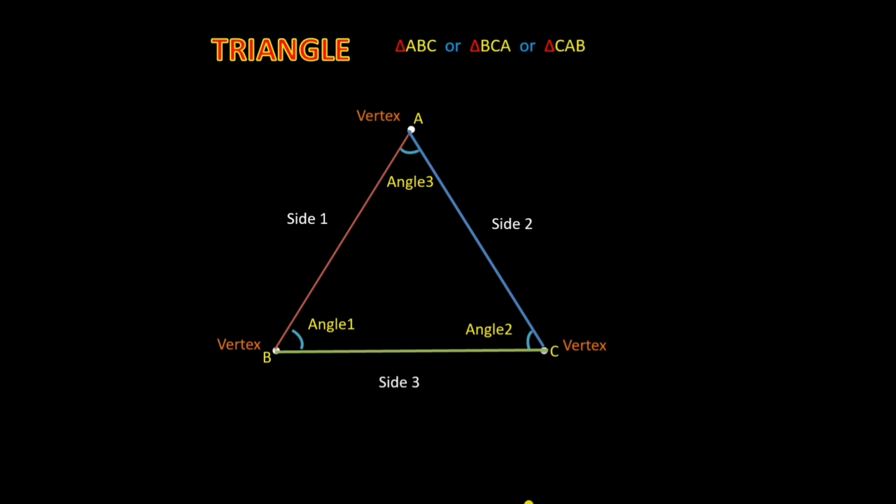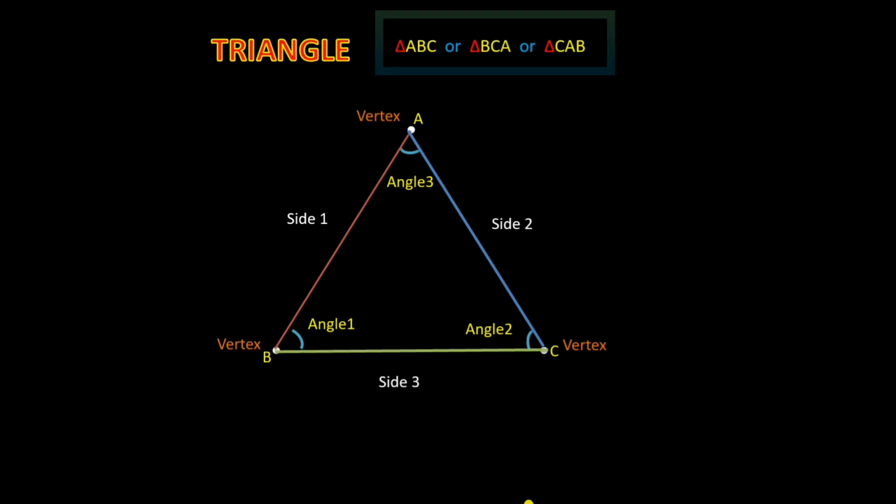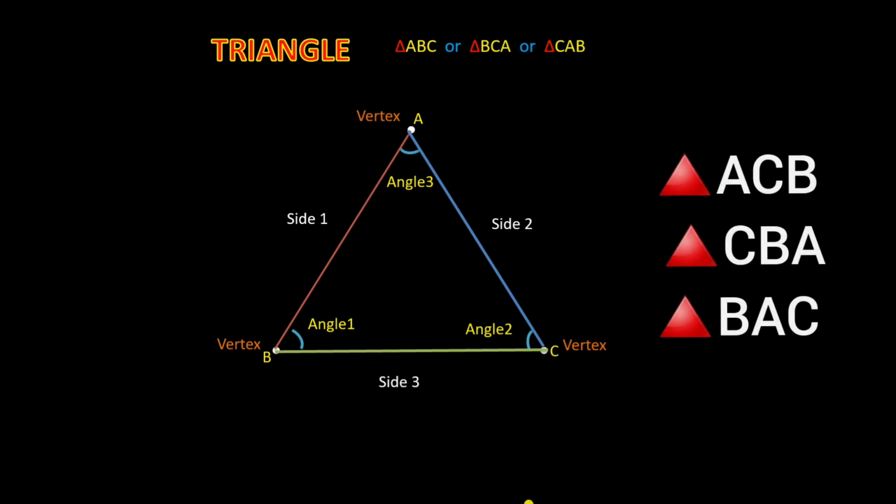Triangles are written or read by using their vertices. Triangle ABC or triangle BCA or triangle CAB. Remember, a triangle can be named by starting at any vertex and going serially either clockwise or anti-clockwise around the figure. It can also be written as triangle ACB or triangle CBA or triangle BAC.